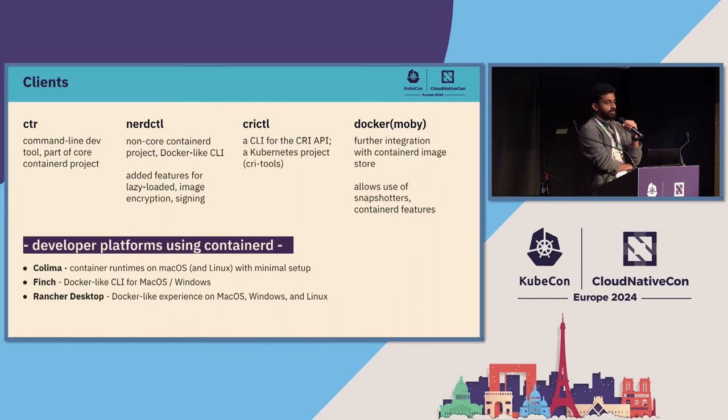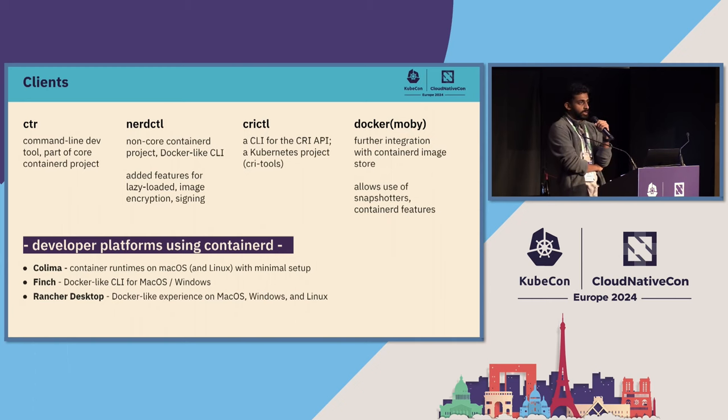Going on to the clients, we have CTR, which is a command line dev tool that is part of the core Kubernetes project itself. It provides basic functionality to deal with Kubernetes features and can also be used as a debugging tool. Then we have Netkettle, which is a non-core Kubernetes project, and it exposes a Docker-like CLI. It can also be used to test new features of Kubernetes. Basically, Netkettle goes hand-in-hand with Kubernetes. Then you have CRI CTL, which is a CLI for the CRI API, which is a Kubernetes project.